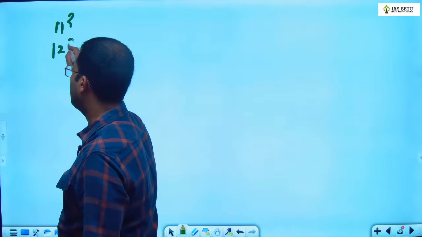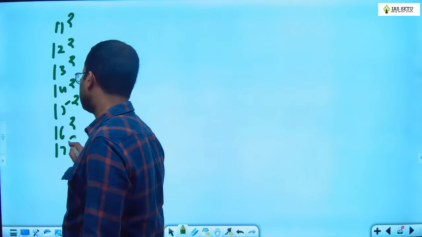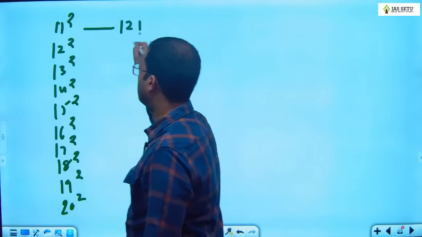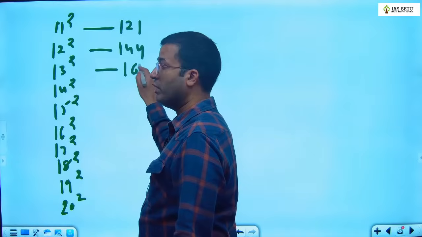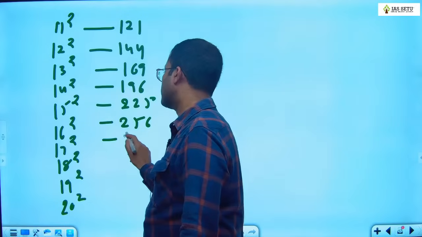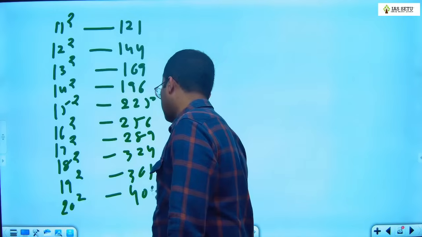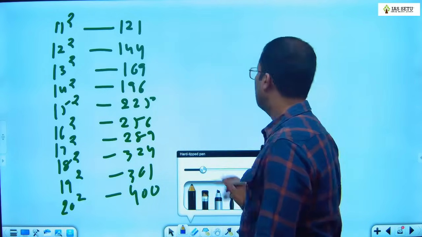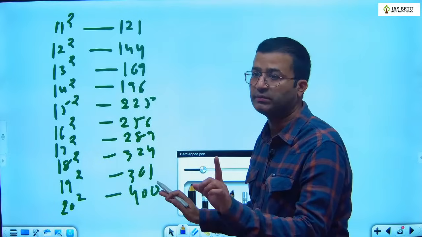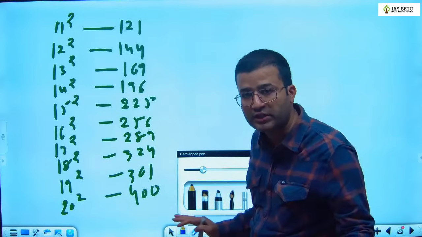11 square, 12 square, 13 square, 14 square, 15 square, 16 square, 17 square, 18 square, 19 square, 20 square. This is 121, 144, 169, 196, 225, 256, 289, 324, 361, 400. Observe the unit digit. And it is fixed. आप 21 to 30 चेक करोगे, सेम यूनिट डिजिट मिलेगी. 31 to 40 you get the same unit digit. 41 to 50 you get the same unit digit.